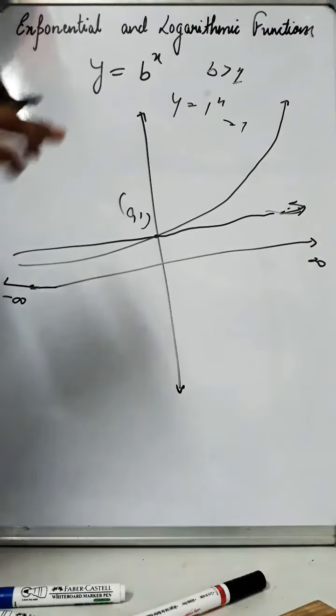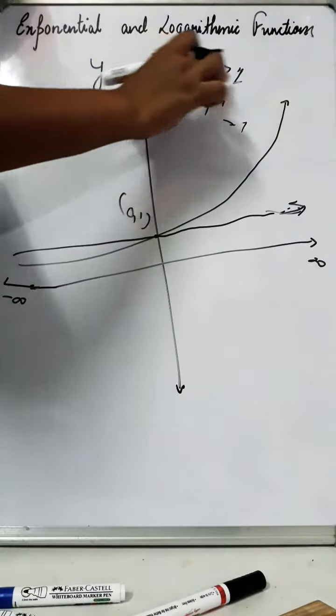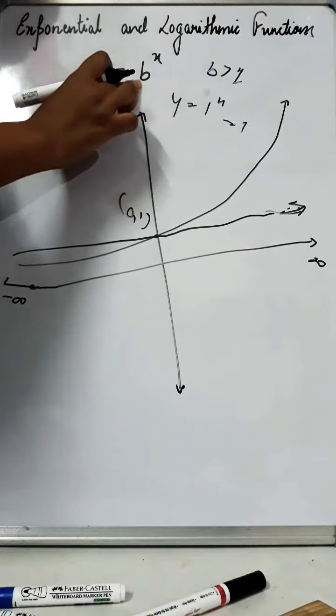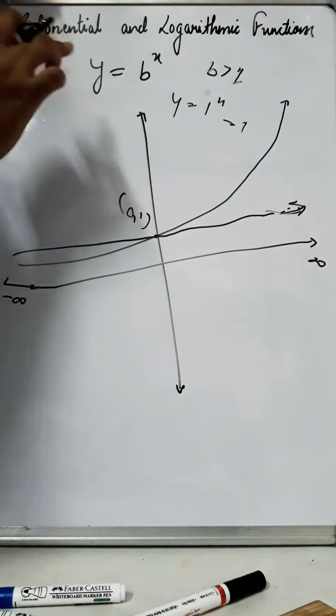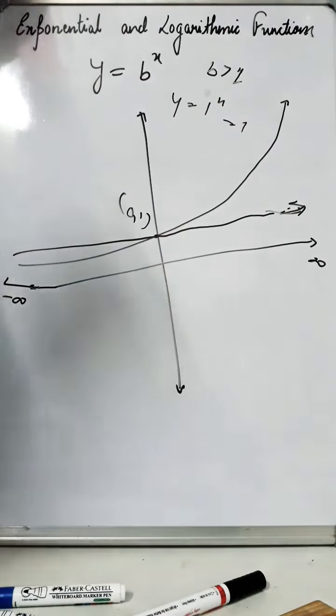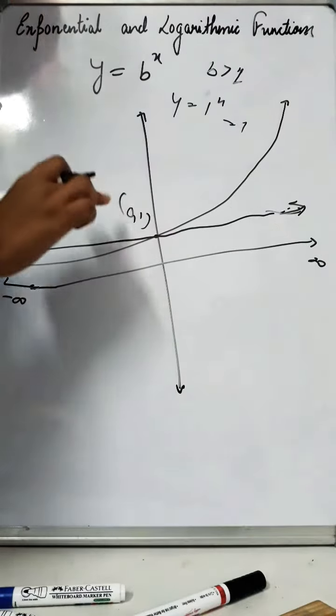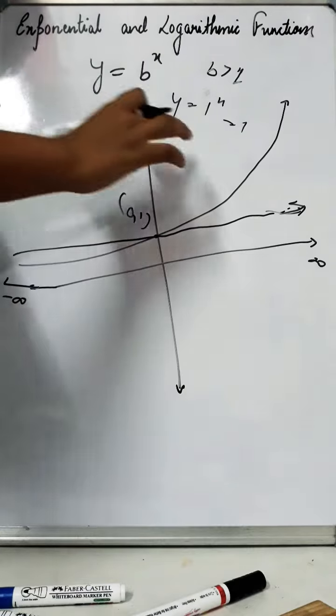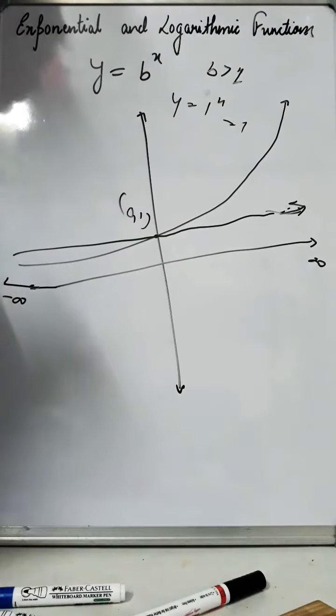So the constraint for exponential function is that your b, b means the base to which your exponent is raised, b should be greater than 1. Now you will see one thing, that 0, 1 is a point that you will get at any exponential function.